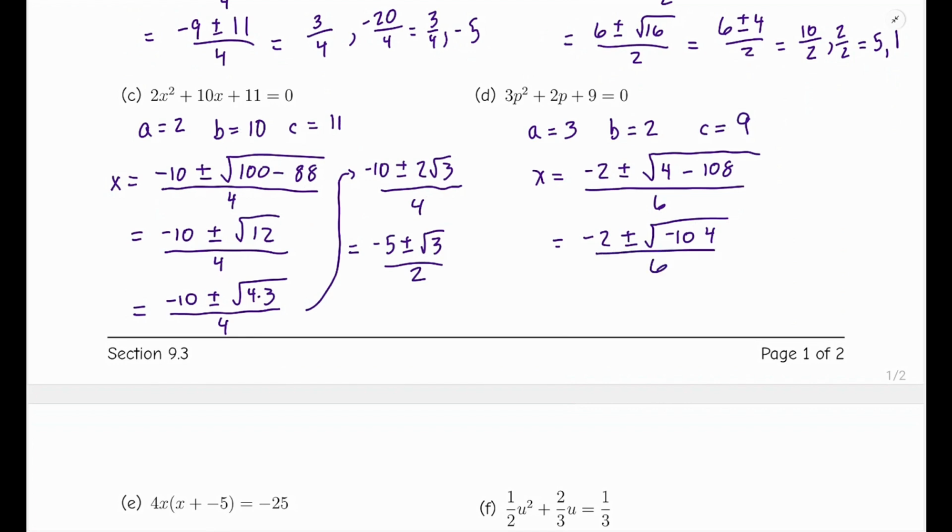And again, 104 is not a perfect square, but I can simplify it. The first thing I'm going to do, because it's negative, is take an i out. And then 104.